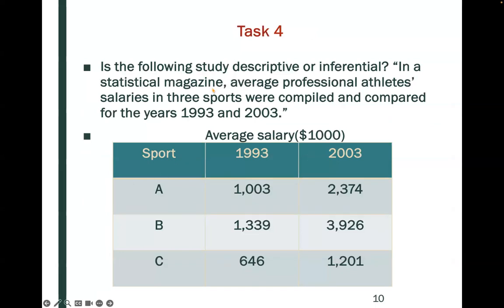Okay. Is the following study descriptive or inferential? In a statistical magazine, average professional athlete salaries in 3 sports were compiled and compared for the years 1993 and 2003. So here we have our 3 different sports, sports A through C. In 1993, we have the following average salaries for each of the sports, and then for 2003, we have the average salary for each of the sports.